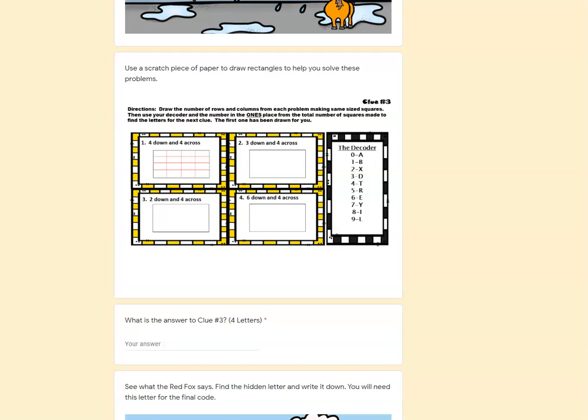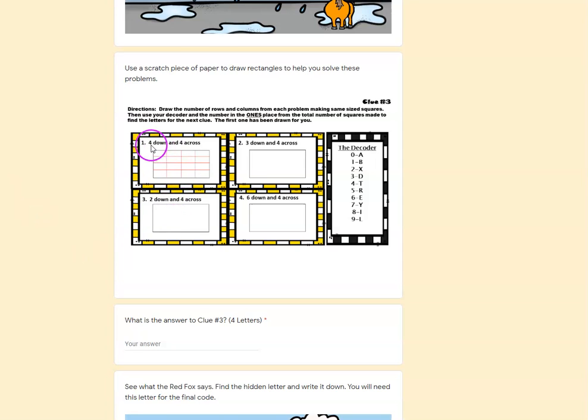Next, it says, use a scratch piece of paper to draw rectangles to help you solve these problems. They're making arrays, basically, or figuring out the area. So it says, draw the number of rows and columns from each problem, making the same size squares. Then use your decoder and the number in the ones place from the total number of squares made to find the letters for the next code. The first one has been done for you.